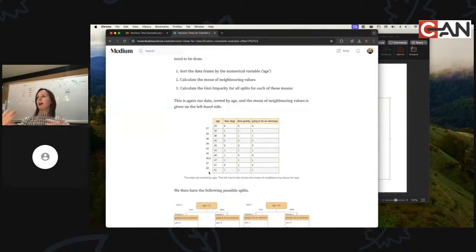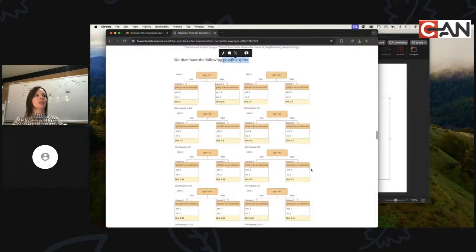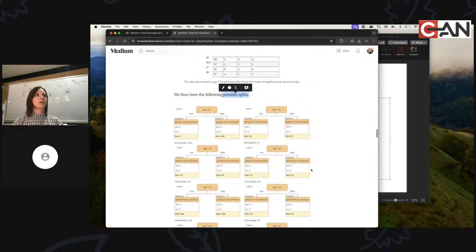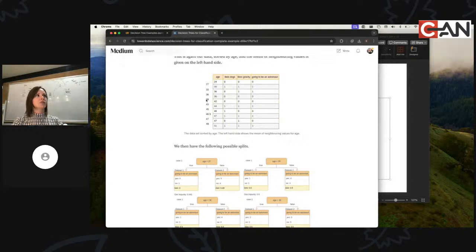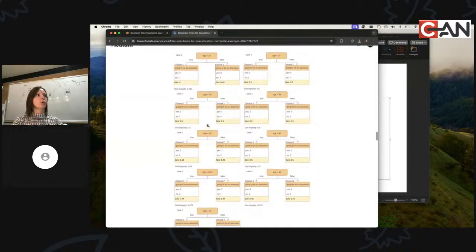Of course, you could modify this algorithm so that you only calculated the average of only two averages, one here and one here. And so you could make fewer possible splits. These are possible splits for this feature. But here's what it looks like to calculate the Gini impurity for all of these potential splits, 27 through 49.